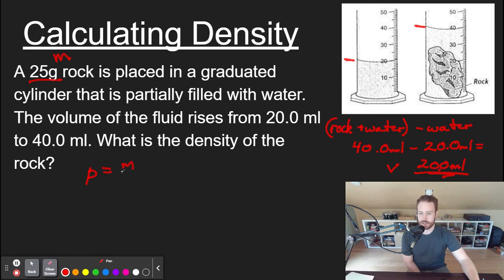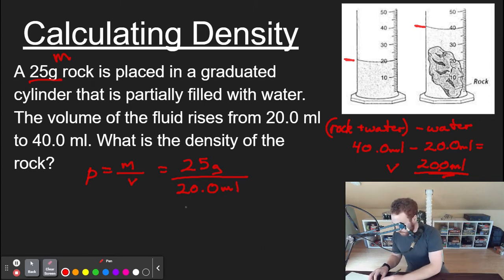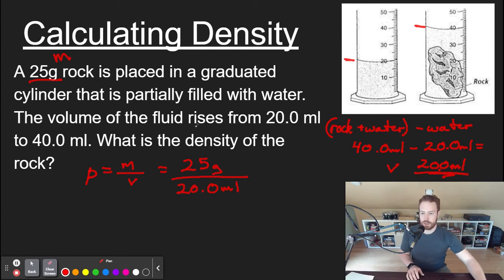Density equals mass over volume, 25 grams over 20.0 milliliters. 25 divided by 20. The density of the rock is 1.25.